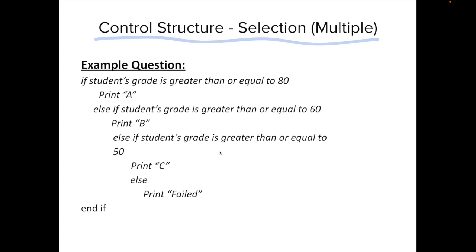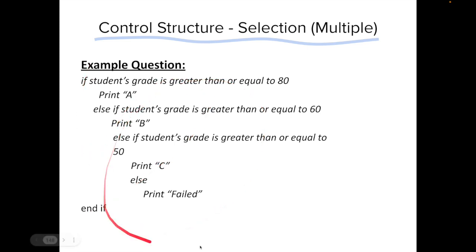We look at the example question. Yes, example question boleh dalam bentuk ini. Dia terus bagi dalam bentuk ala-ala sudoku, tapi bukan sudoku kan, sebab dia penuh dengan ayat. So let's say our question here, if the student's grade greater than or equal to 80, we want to print A. Else, if student's grade greater than or equal to 60, we want to print B. Else lagi, if student's grade is greater than or equals to 50, print C, and then else, print fail. Dan tutup balik if statement ni dengan end if.